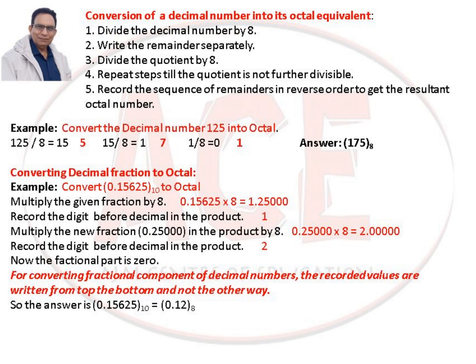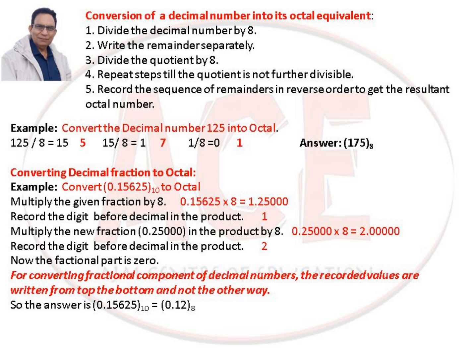Conversion of a decimal number into its octal equivalent. We follow certain rules again. Number 1, divide the decimal number by 8. Number 2, write the remainder separately. Number 3, divide the quotient by 8. Number 4, repeat steps till the quotient is not further divisible. Number 5, record the sequence of remainders in reverse order to get the resultant octal number.